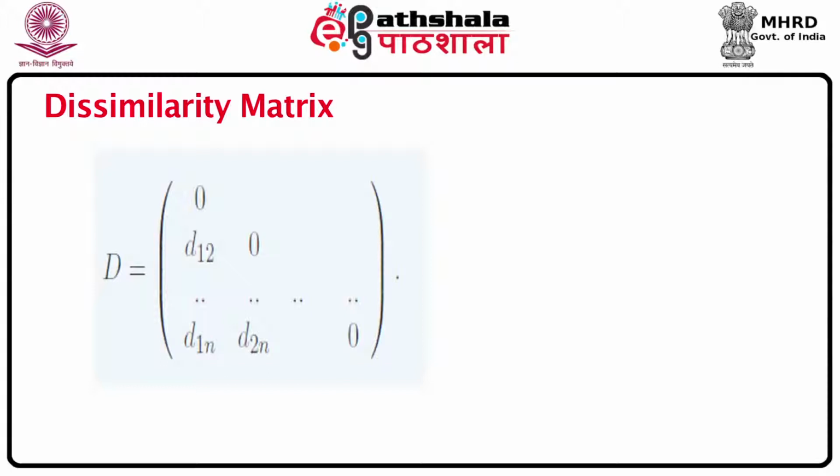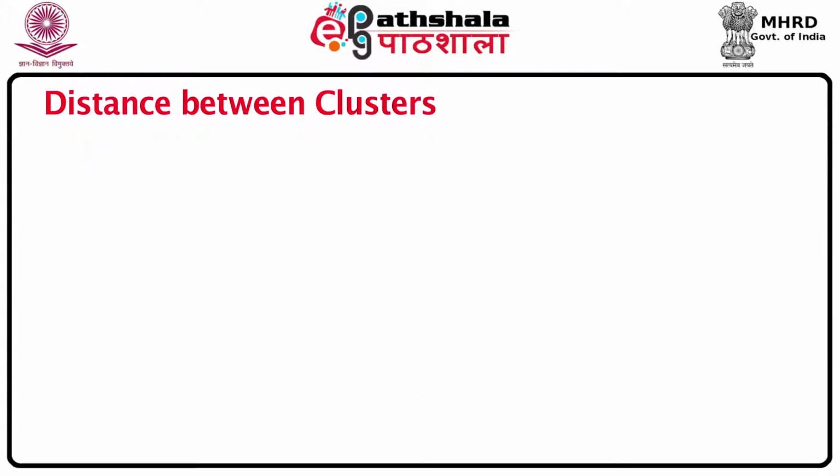It is quite obvious that this matrix is going to be symmetric because the distance between the first and the second individual is the same as the distance between the second and the first individual. So, we just need to have a lower triangular matrix or maybe an upper triangular matrix with the diagonal elements all equal to 0. We call this the dissimilarity matrix, and this is the basis on which we will form the clusters. Now, once we have a cluster, we need to find the distance between these clusters.